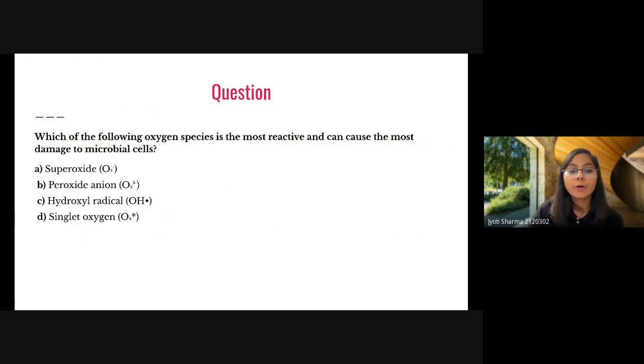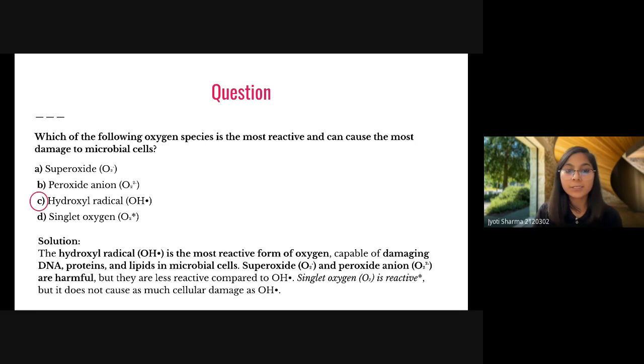Okay, which of the following oxygen species is the most reactive and causes the most damage to microbial cells? The options are superoxide, peroxide anion, hydroxyl radical, and singlet oxygen. Which oxygen species is the most reactive and can cause the most damage to the microbial cell? This is the hydroxyl radical, which is more dangerous.